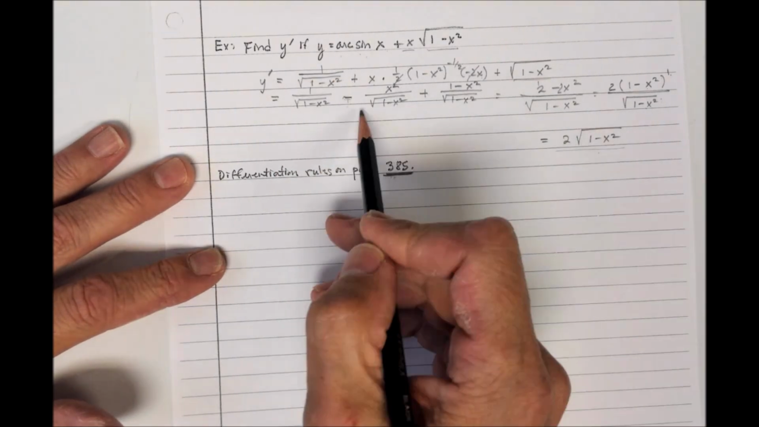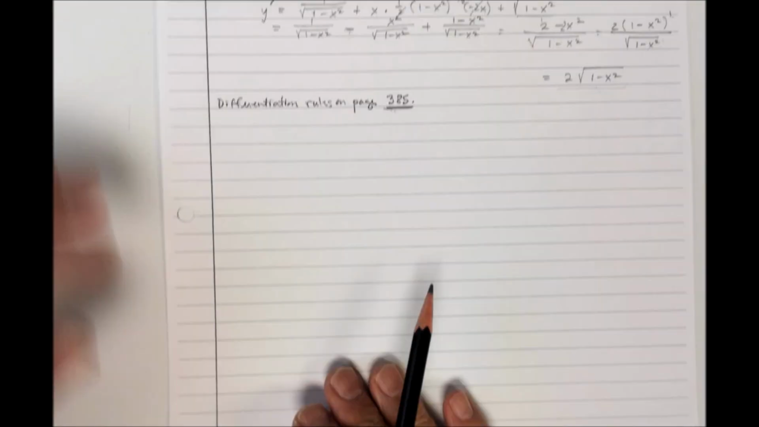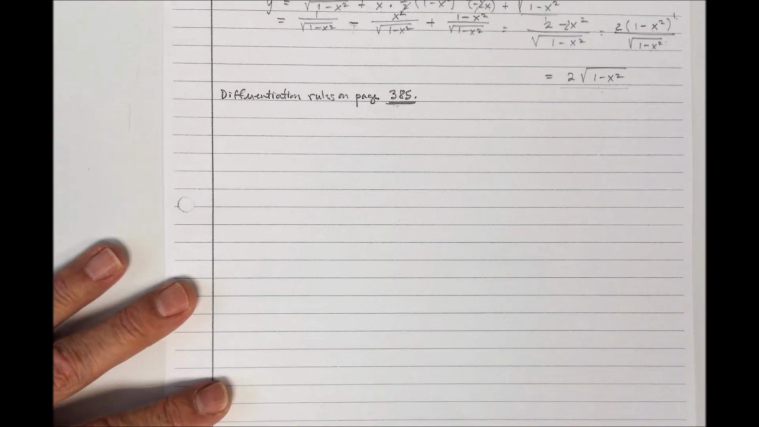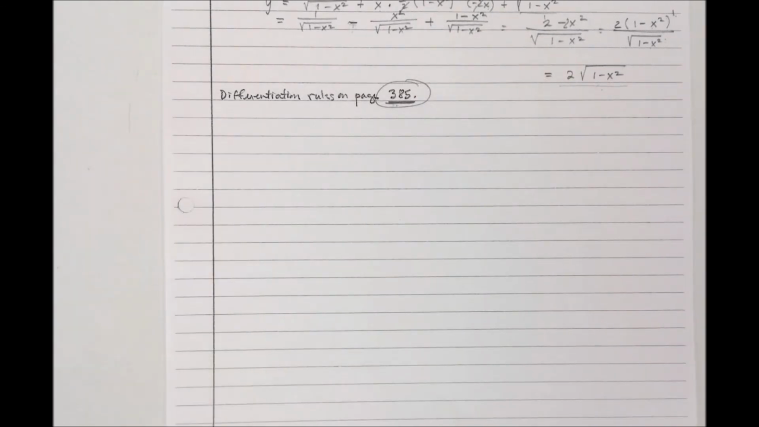So you have to be careful not to stop. You're going to have trouble matching the answer in the back of the book, or definitely matching a multiple choice answer like on the AP. And as I mentioned again, page 385 for your differentiation rules. Be sure to look through those. Don't forget to practice, practice, practice.